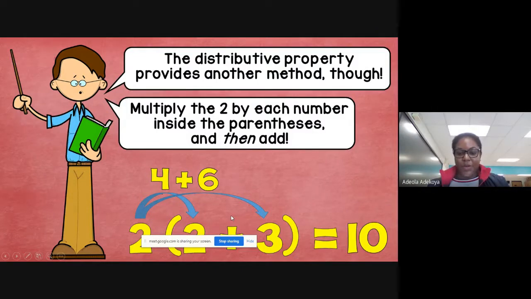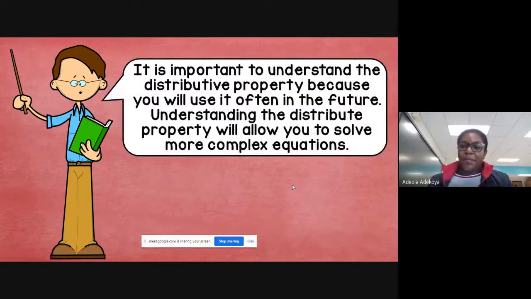So 2 ways we can go about that. Either add up first before multiplying on the outside, or multiply by each of them and then add up to give us our answer. It's important to understand the distributive property because this is something you're going to use a whole lot as you go up in higher grades. Understanding the distributive property would allow you to solve more complex equations.